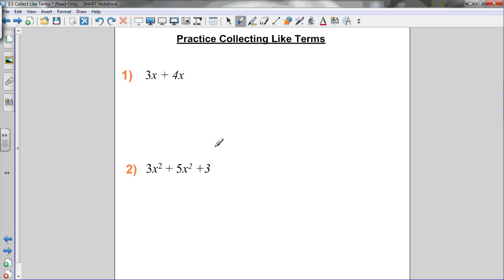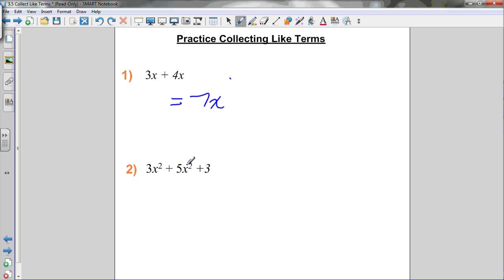Let's practice collecting our like terms now. So if I have 3 x's, and then I add 4 x's, that is going to equal 7x. I didn't change the variable, I didn't change the exponent. When adding and subtracting like terms, you don't change the variables or the exponents. All you do is you add the coefficients. 3 plus 4 is 7. So 3x plus 4x is 7x.